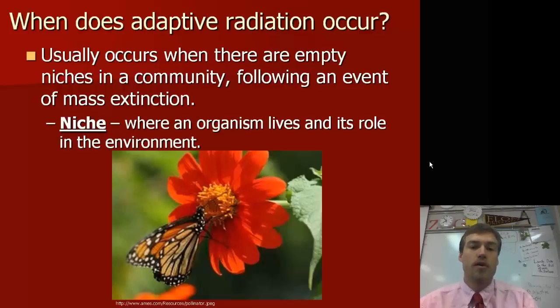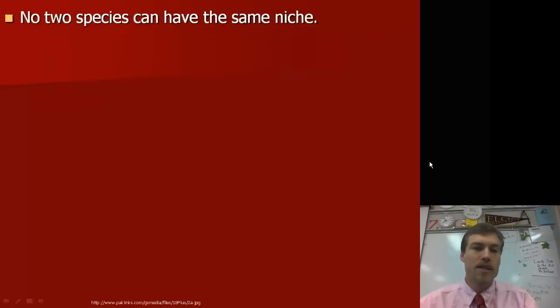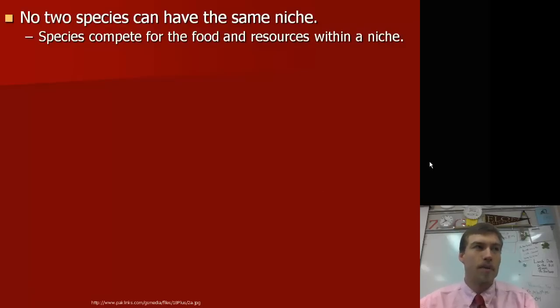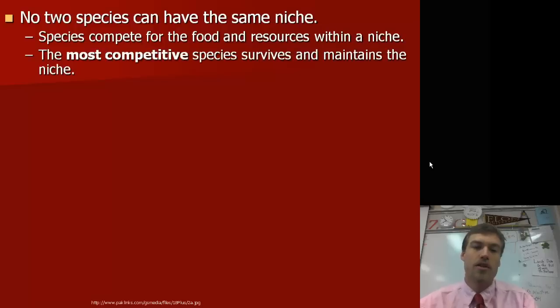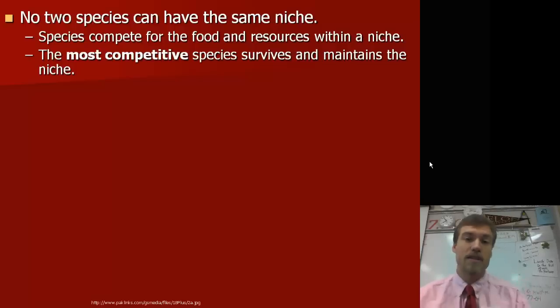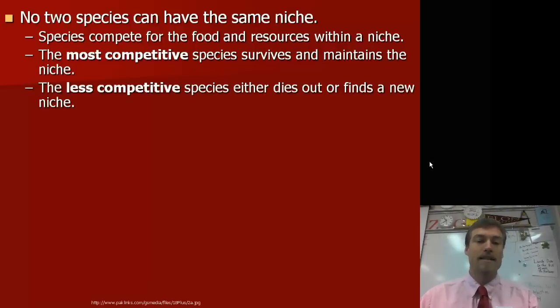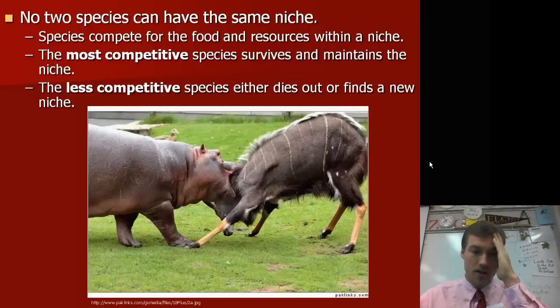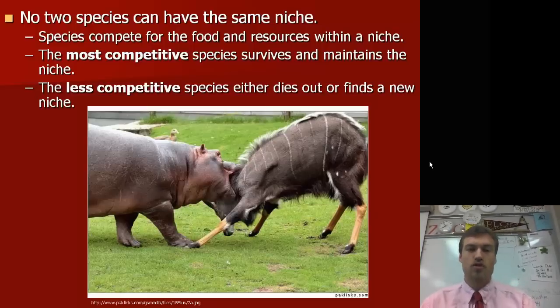Remember, a niche is where an organism lives and its role in the environment, right? So it's habitat and what it actually does in terms of what it eats, what it is eaten by, all those kinds of things. No two species can have the same niche. This is called the competitive exclusion principle. So species compete for the food and resources within a niche, right? So the most competitive species, or the most fit species for that niche, is going to survive and maintain it. The less competitive species either dies out or finds a new niche, right? So you've got competition occurring between species for resources, and that's what helps drive evolution.